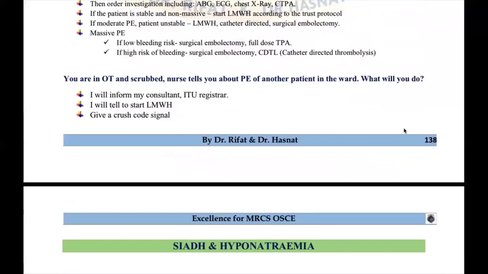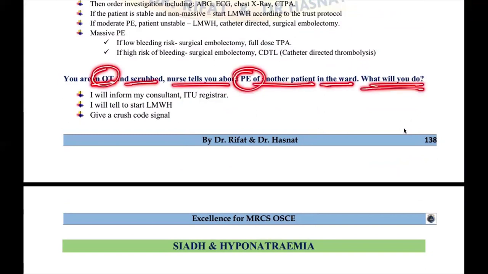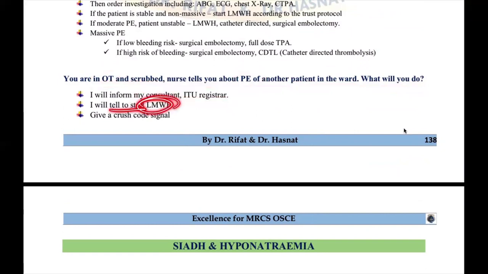Okay, that's good. So you are in the OT and scrubbed. Now you are told about a pulmonary embolism in another patient in the ward. What will you do? I'll inform the consultant and the registrar, and start low molecular weight heparin. Crash code. Just correct it: crash code. It's a recall question. These are the things we have to do.